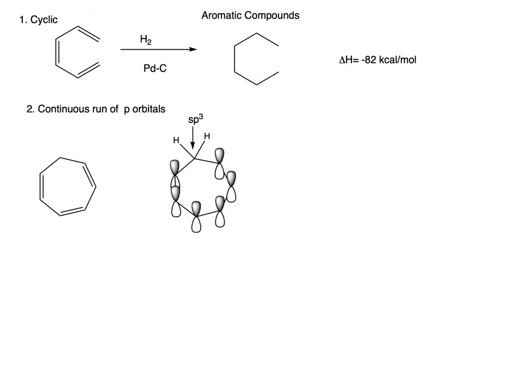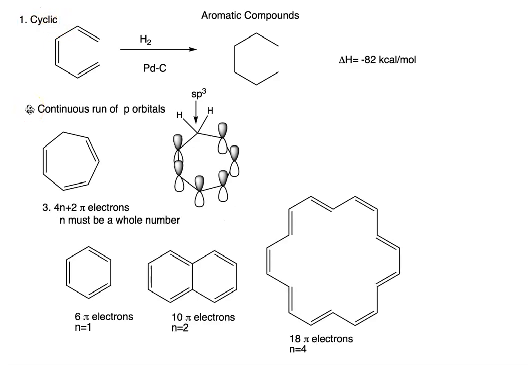The next requirement is that you need a continuous run of p orbitals in your cyclic molecule. So for instance, this molecule is cycloheptatriene. You can see it has 3 pi bonds, but this carbon right here is sp3 hybridized. There is no p orbital on that atom. You need a continuous run of p orbitals on all of the carbons in the ring. All the other carbons have it, but not this one sp3 hybridized carbon.